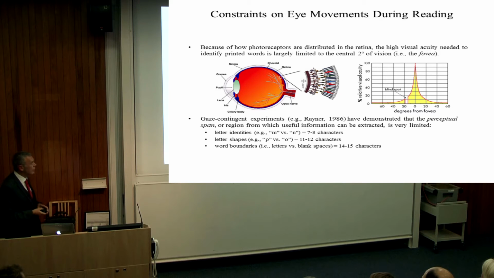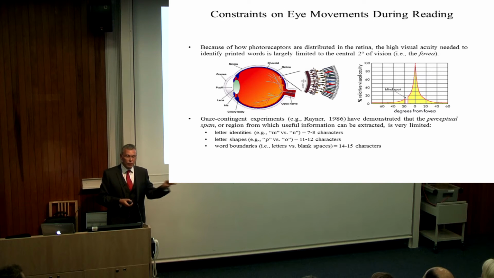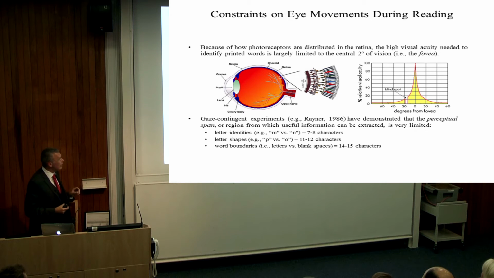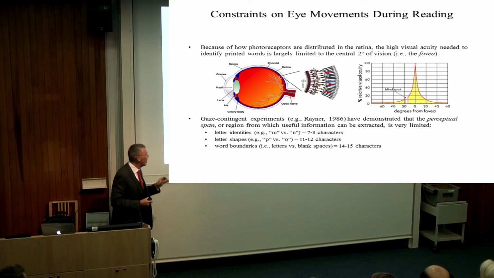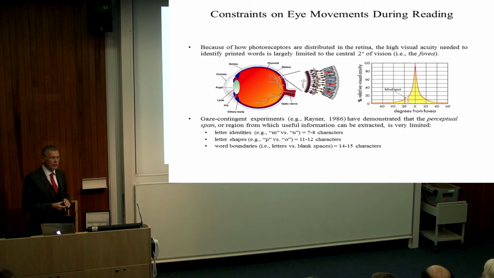So they've demonstrated that the perceptual span, or the region from which useful information is actually extracted from the printed page, extends beyond the fixated word. Typically, the perceptual span allows for the identification of letters up to about 7 or 8 character spaces to the right of fixation, and it allows for the discrimination of letter shapes up to about 11 or 12 character spaces to the right of fixation. And then you can discriminate between word boundaries, that is, the presence of a letter versus a blank space, up to about 14 or 15 character spaces to the right of fixation.